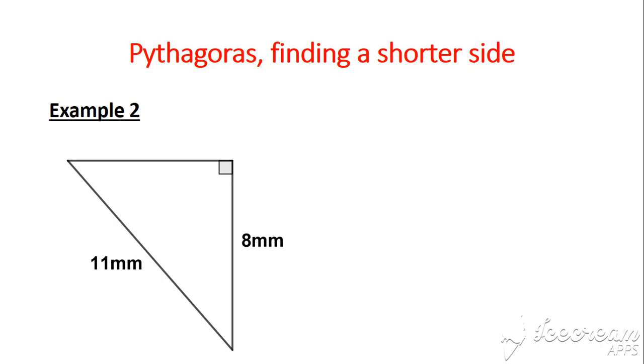All right, example 2. Let's try another one. Here's a right angle triangle and we know two sides. One side's 11 millimeters, one side's 8 millimeters. So C is 11 and A and B are the other two sides. We've called A the side we don't know and B the side is 8.